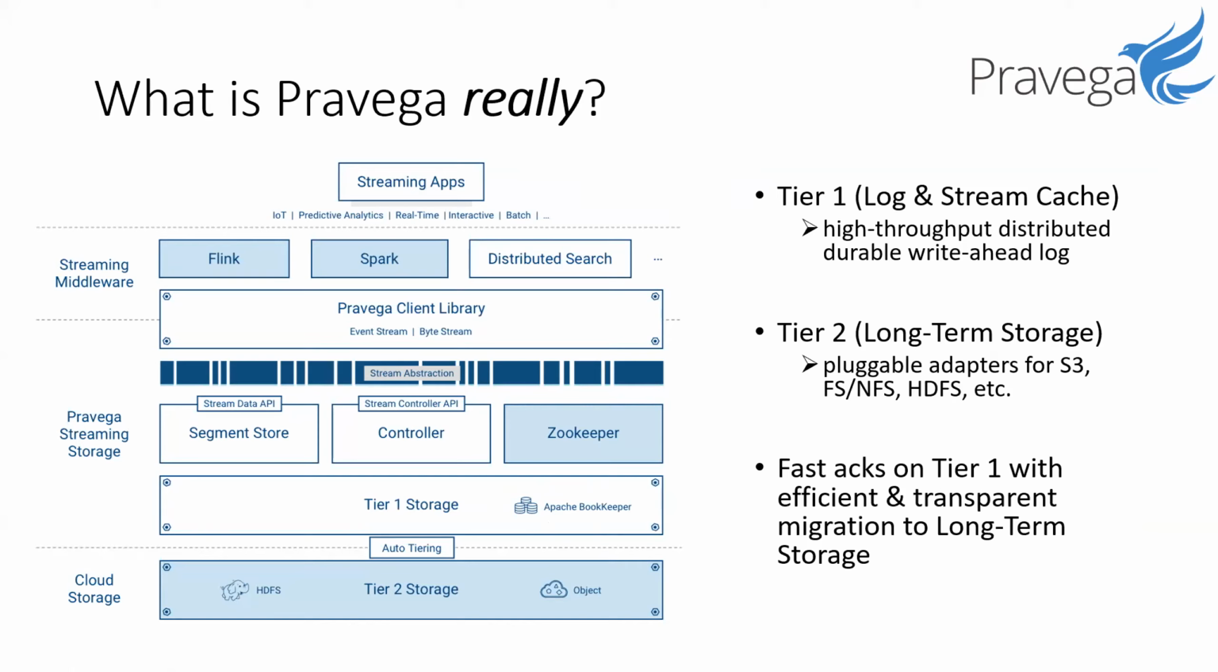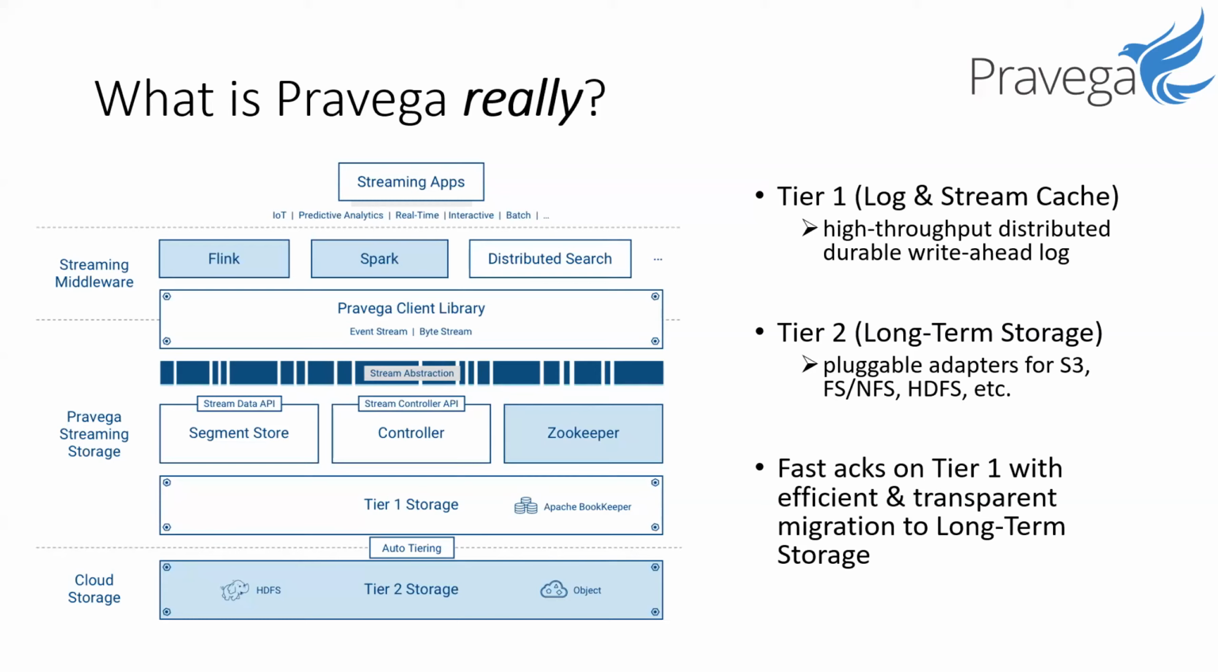Additionally, there's a tier 2 long-term storage. We have pluggable adapters to S3, file system, NFS, HDFS, and more can be added. So as things pile up in the segment stores, they are asynchronously transferred to long-term storage. So basically fast acknowledgements on tier 1 with efficient and transparent migration to long-term storage in tier 2. So this might be an object store. If I'm just writing to an object store, I have to finish writing the entire object before I can go read that object. Well, with Pravega in the middle, we can start reading the objects as they're being written to the object store. It's maybe one way to think about what we're enabling.